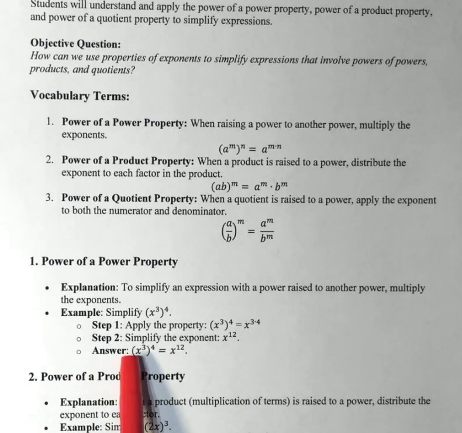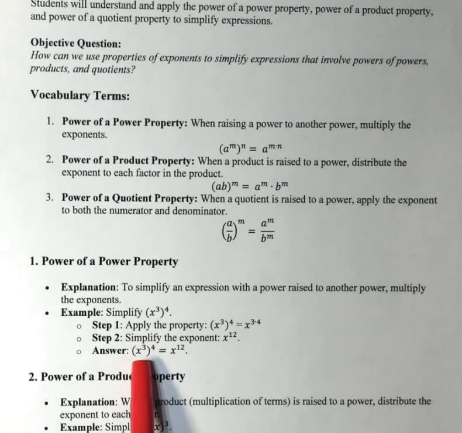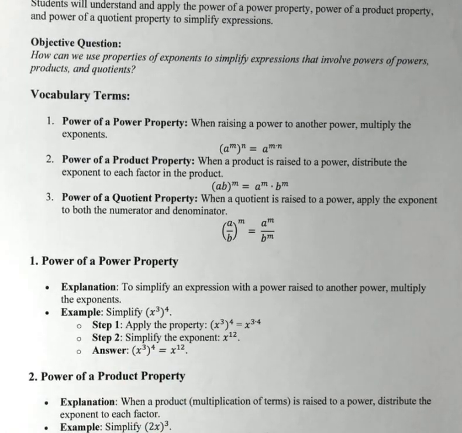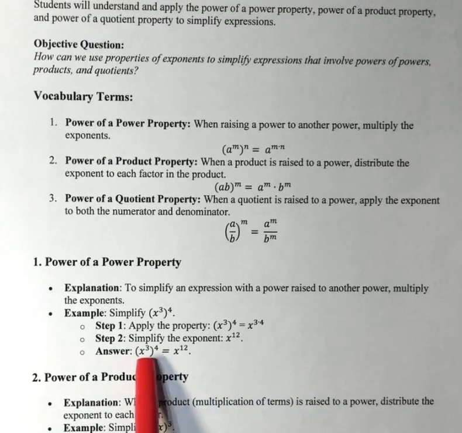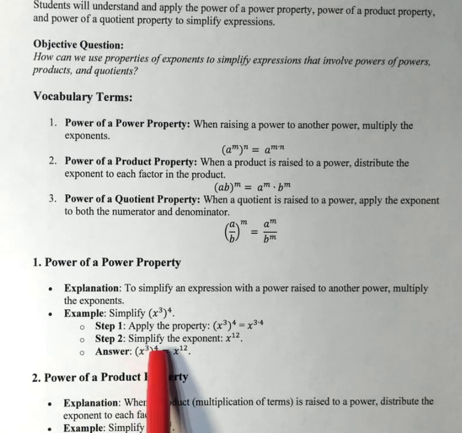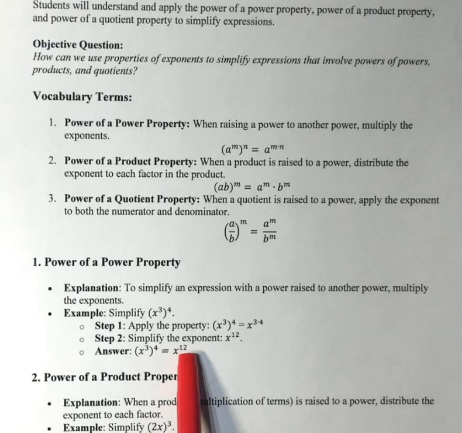So your answer would be for this expression, x to the power of 3 to the power of 4, remember we're just multiplying that, that becomes x to the power of 12.